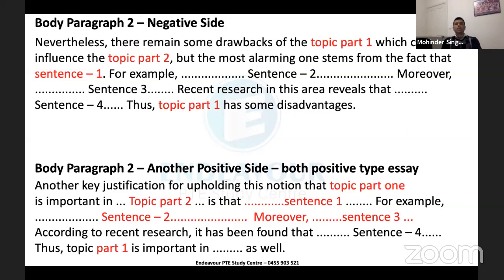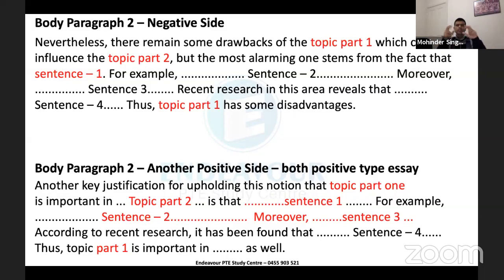But the most alarming one stems from the fact that, that's where you write your first main point, the negative side. And the rest is the same. Then you write an example sentence, and then one discussion sentence, either with moreover or recent research. And then you conclude with the last sentence with hence. Simple organization of sentences, as simple as you saw in the previous paragraph. It is just slightly different words because we are talking of the negative side.